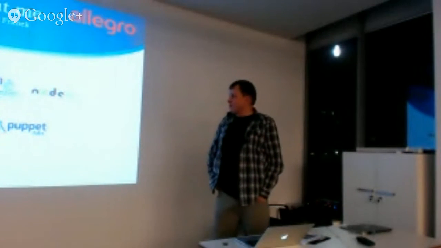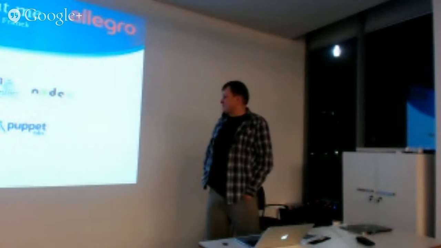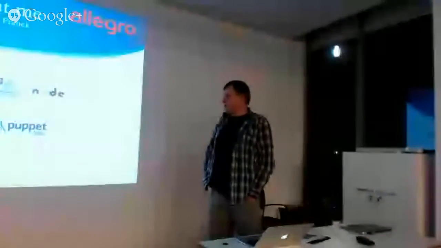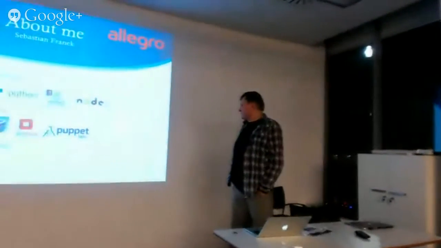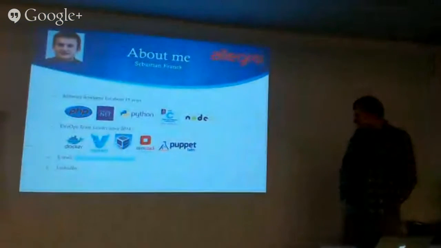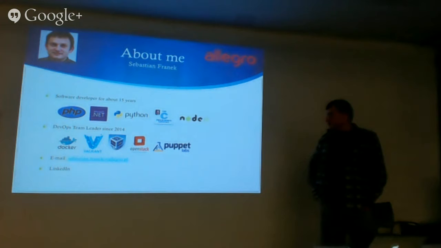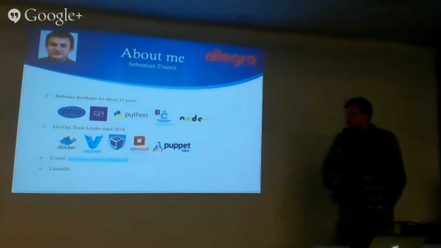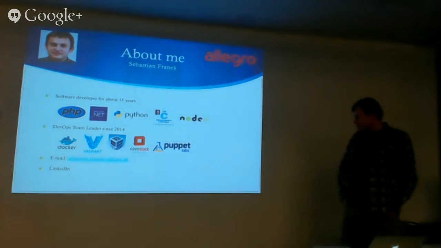I was a software developer for about 15 years. I created a lot of code for CA, mainly in PHP, but I also had the opportunity to code in Microsoft .NET, Python, C, and Node.js. Since 2014, I started to be a DevOps leader. I have some experience with Docker, Vagrant, OpenStack Cloud, and other manifests.